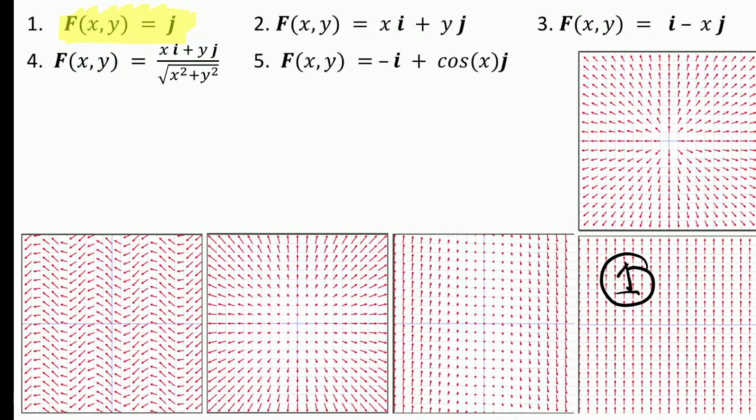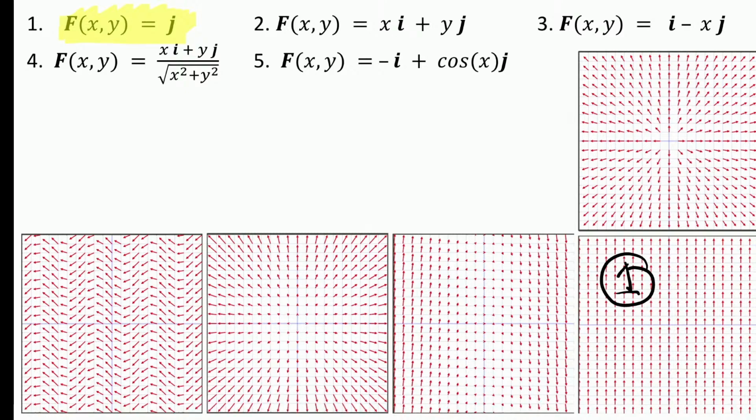Okay. So let's see how we did. Oh, get my randomizer out again, right? So y'all want to do it. Here it is. Okay. So who gets to be randomly chosen? Joshua, what do you think about this next one? F of x, y is equal to x i plus y j.